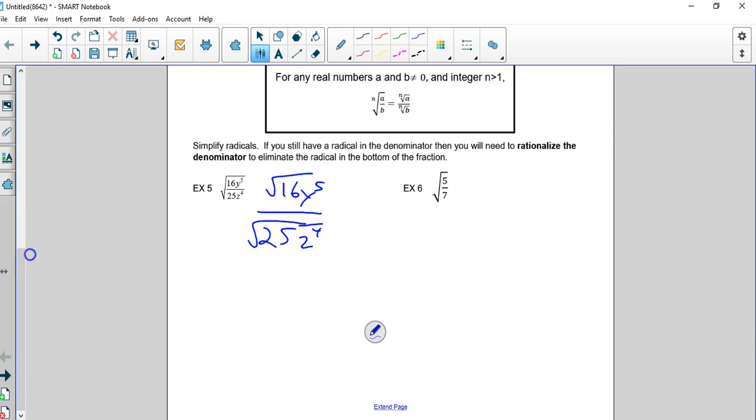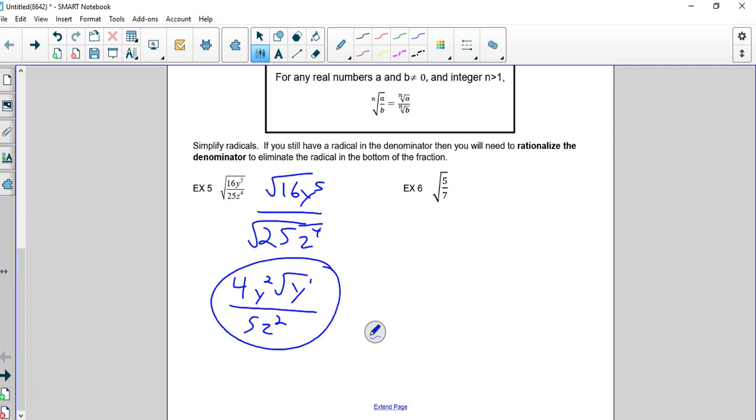So the square root of 16 is 4. Y to the fifth is going to come out as 5 divided by 2 is 2, with 1 left inside. And on the bottom, square root of 25 is 5, and square root of z to the fourth is z squared. And we're finished.